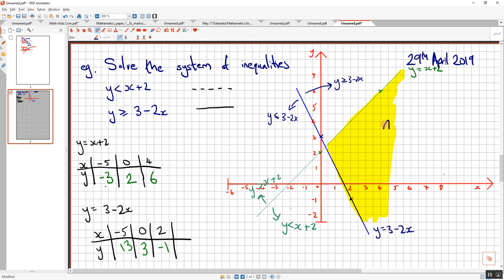So in this region, all points within this region satisfy y is less than x plus 2 and y is greater than or equal to 3 minus 2x. Okay, so if we can get all that written, okay?